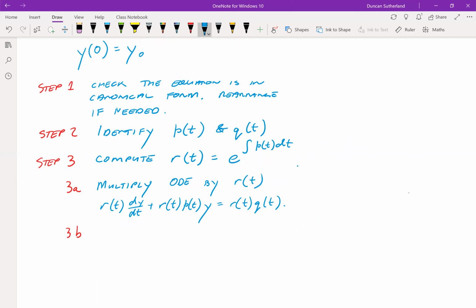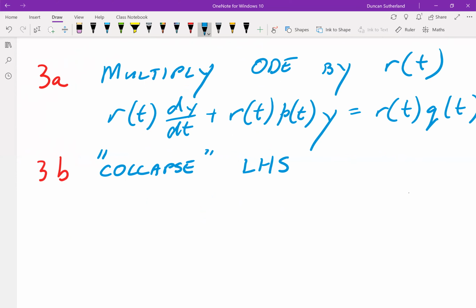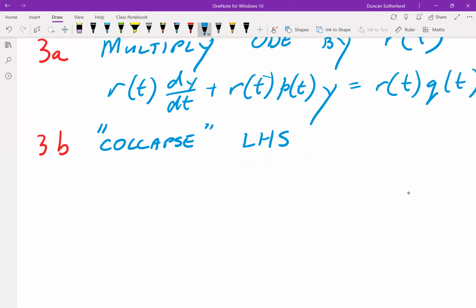I like to call this the collapse step. You collapse the left-hand side. You know you put a lot of effort in to deduce your integrating factor so that this left-hand side can be written d by dt of R of t times y. That's it. So you have a directly integrable equation.